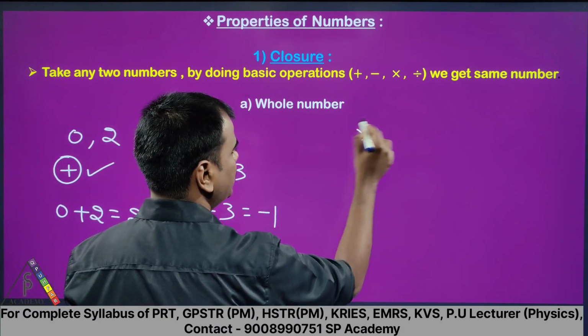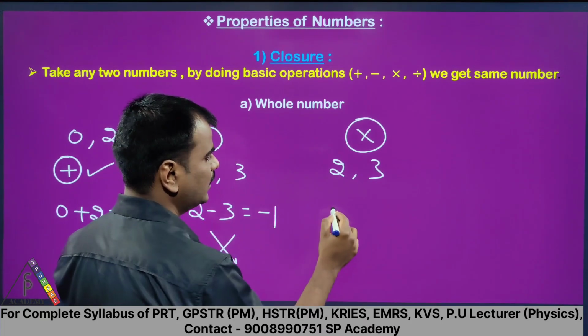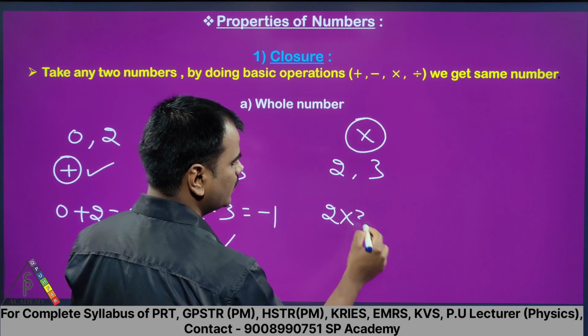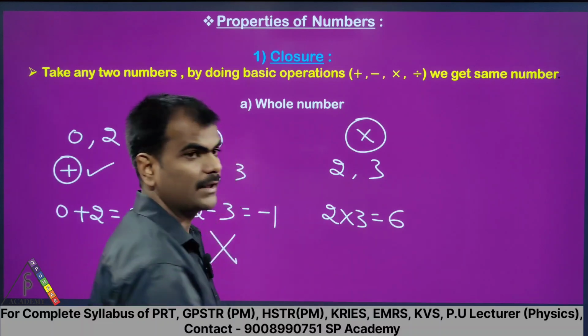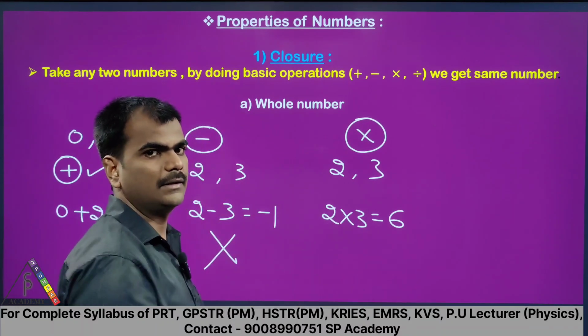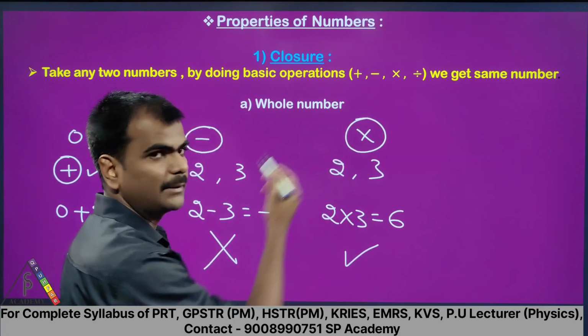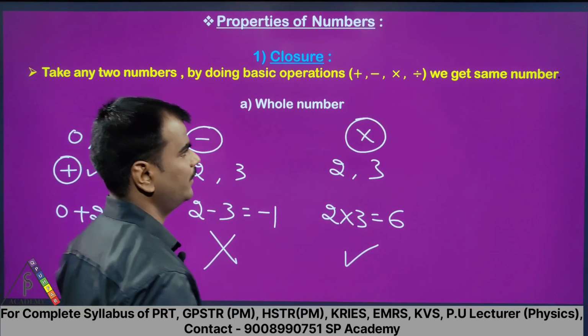Next we will see the multiplication. For multiplication I will take two numbers 2 and 3. When you multiply these two whole numbers, we get a whole number again. When you multiply two whole numbers, if you are getting another whole number, then the closure property under multiplication for whole numbers is valid.